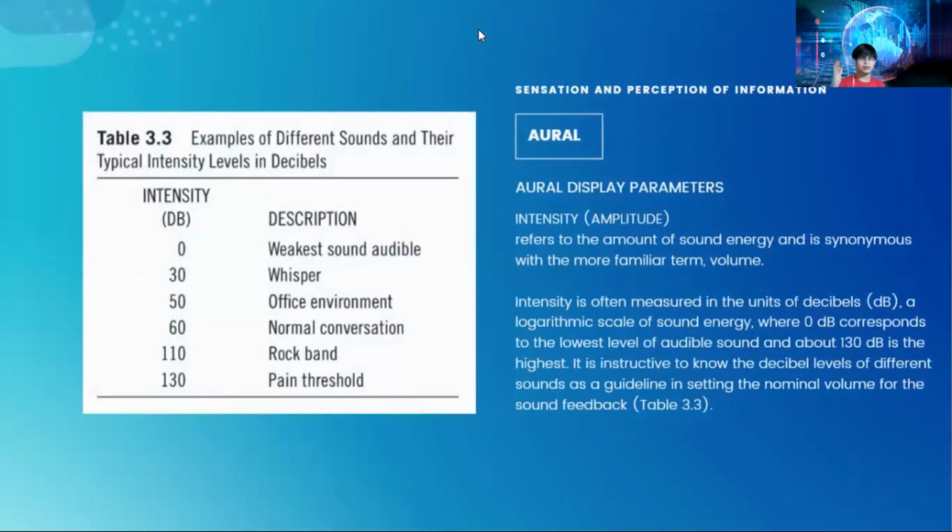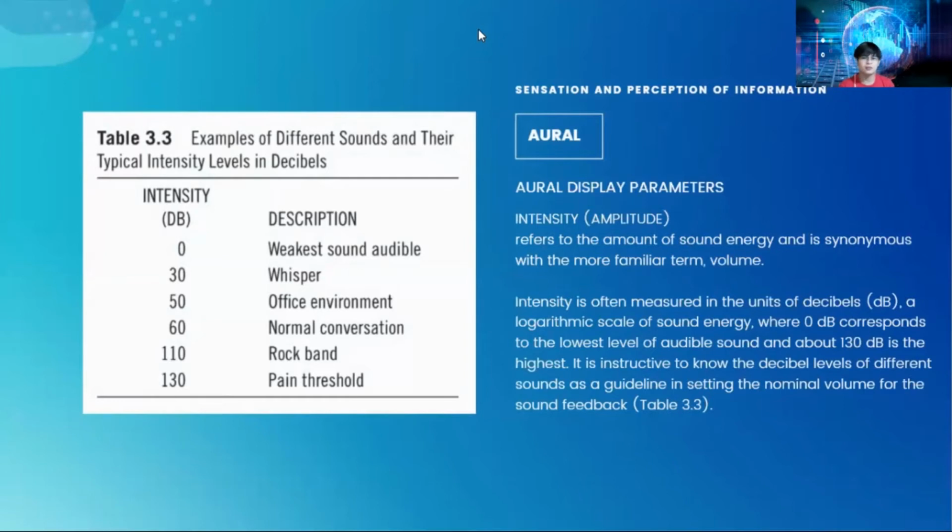Okay, so let's discuss the different aural display parameters. First is the intensity or amplitude. It refers to the amount of sound energy and is synonymous with the more familiar term volume. You know volume, right, when you play music. There's a volume, okay?